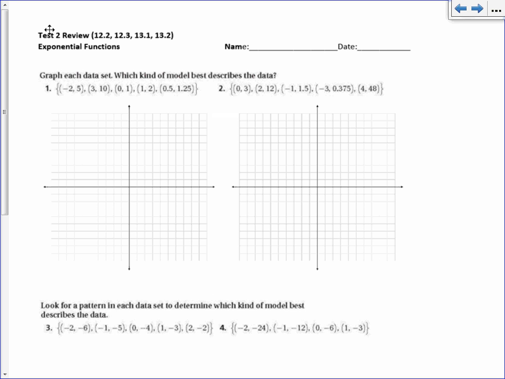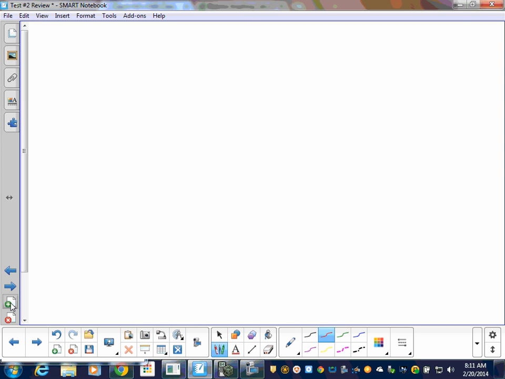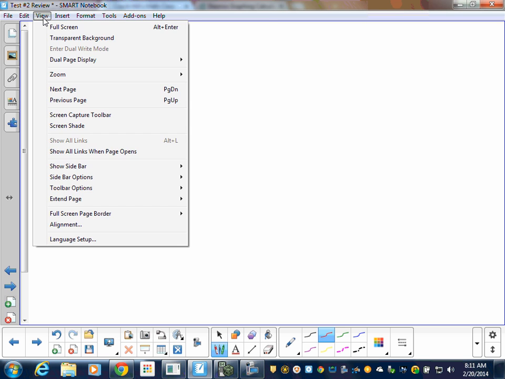What we have is it's asking us to graph each set of data and figure out which kind of model best describes the data. Remember, that's what I've got written right over there. That's what I'm trying to make sure you know: there's three sets of data that we need to be able to identify. One is a set of data that has a common difference. And again, guys, how do you figure out the common difference?